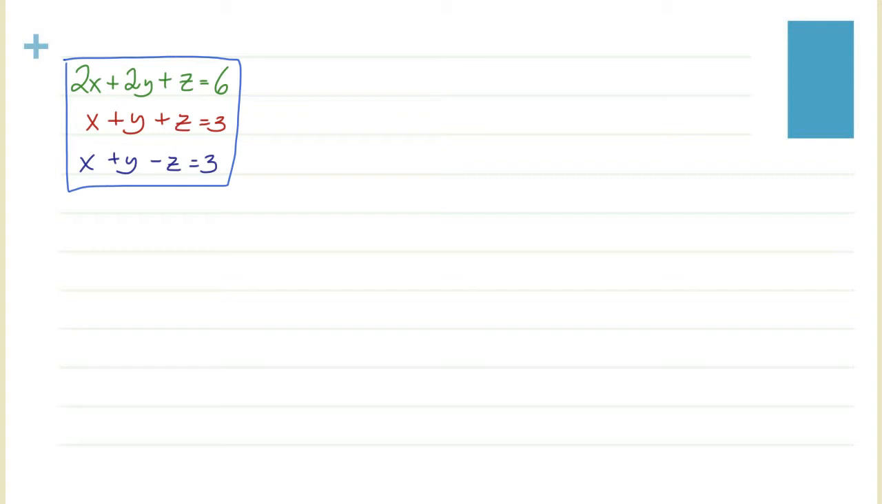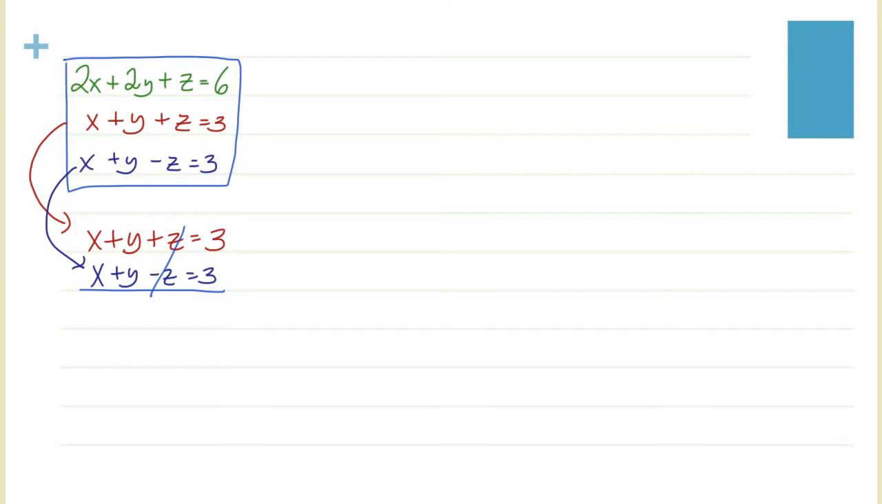And looks like I'm going to prefer to get the z's to drop out. So I'm going to start with the red and the blue because that's going to be way easy. All I have to do is copy them down to get things to drop out. So x plus y plus z equals 3. And then I just have to copy the blue one as is. x plus y minus z equals 3. So way easy to get the z's to drop out. We've got 2x plus 2y equals 6. All right, that's a nice equation to deal with.